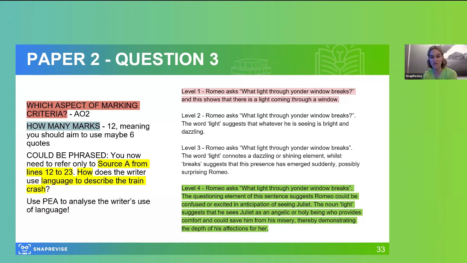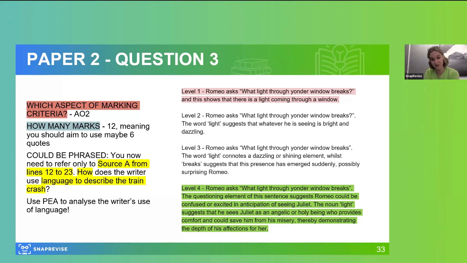However, when you move on to level 3, using the same quote, the word light connotes a dazzling or shining element, whilst breaks suggests that this presence has emerged suddenly, possibly surprising Romeo. So yeah, that's better. You've started to analyze more aspects of the one quote, and you're talking about what that tells you about the character.